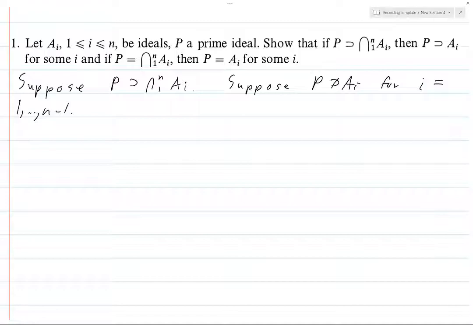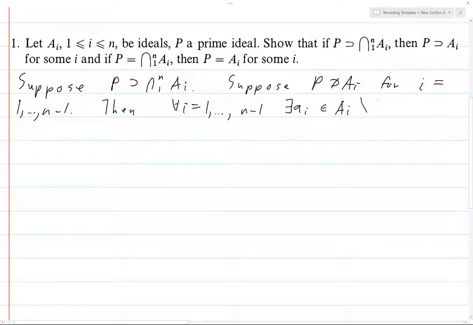Okay, so suppose that P does not contain AI for these I. Then for all I between 1 and n minus 1, there exists a little AI in capital AI set minus P. Because if this weren't true, if some capital AI set minus P did not have such an element, little AI, then that would imply that that particular AI is contained in P, which is not what we're supposing.